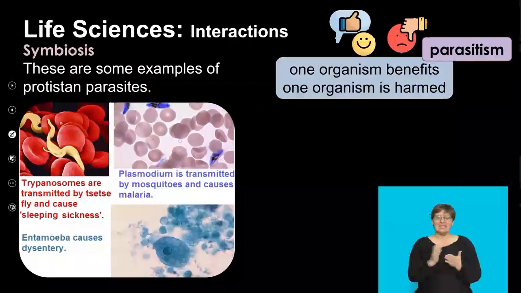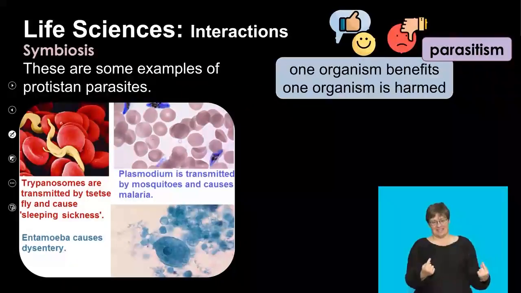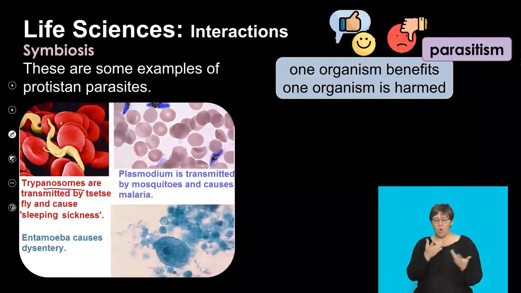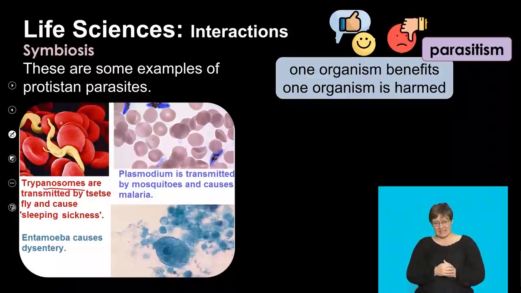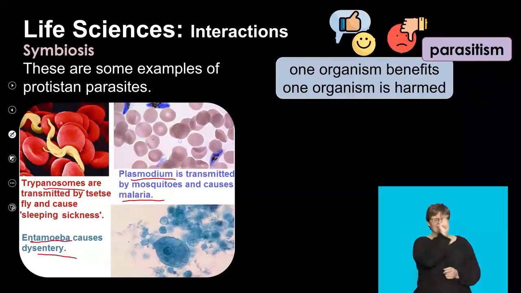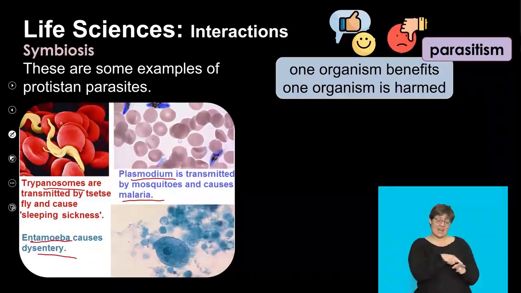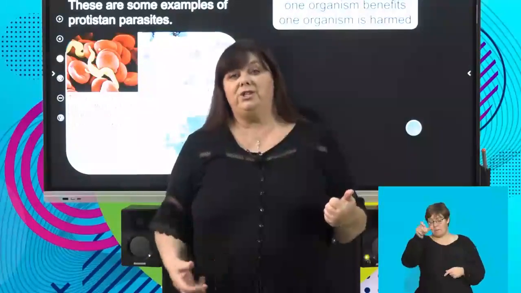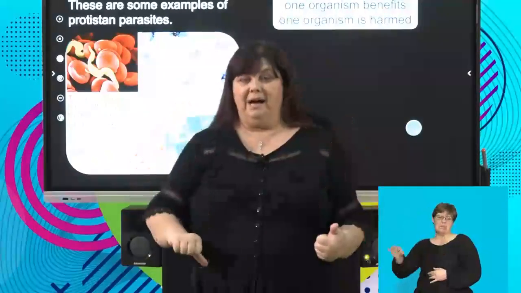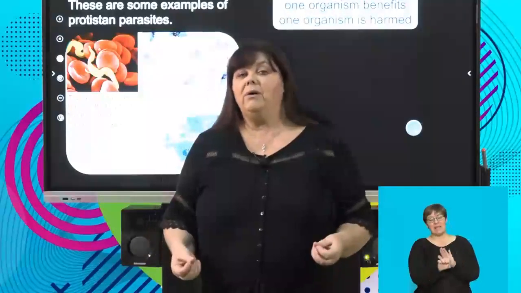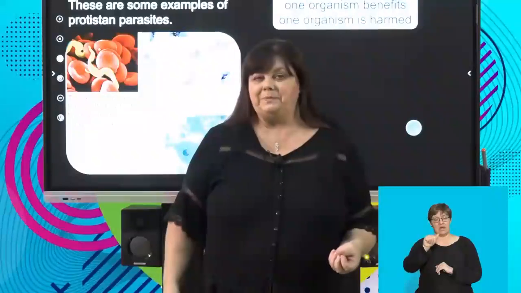And these are some other examples of protist parasites. Trypanosomes, which cause sleeping sickness, Plasmodium, that causes malaria, Entamoeba, that causes dysentery. In each case, it's the parasite thumbs up and the poor person who's sitting with this infectious disease thumbs down. So there we go, some examples of parasitism.